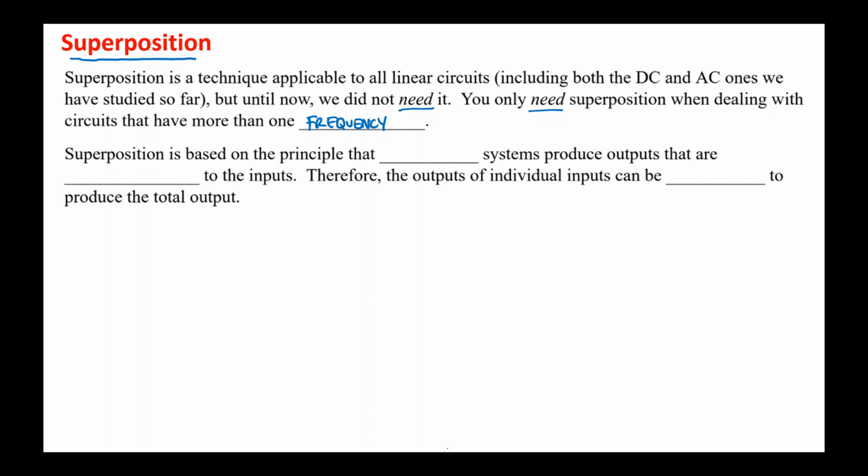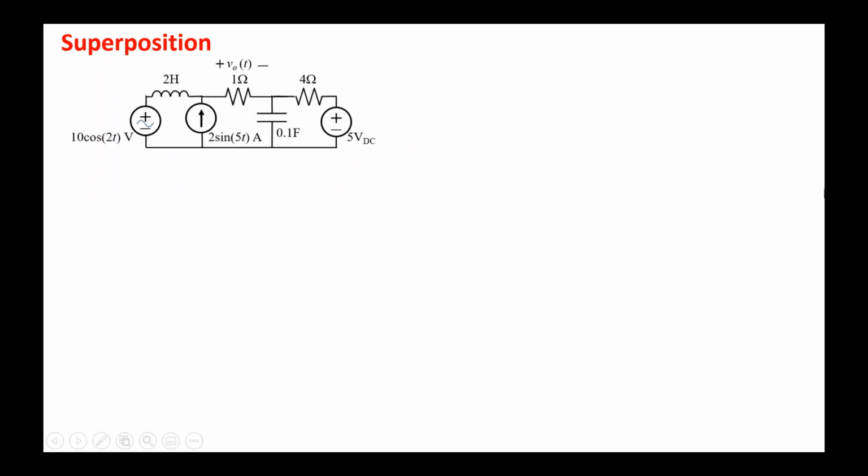Superposition is based on the principle that linear systems produce outputs that are proportional to their inputs. As a result of this principle, the outputs of individual inputs can be summed to produce the total output. This includes inputs that have different frequencies. Take, for example, this circuit here, which has multiple frequencies. We can see that in the fact that we have a 10 cosine 2t voltage source here, a DC voltage source here, and a 2 sine 5t current source here.